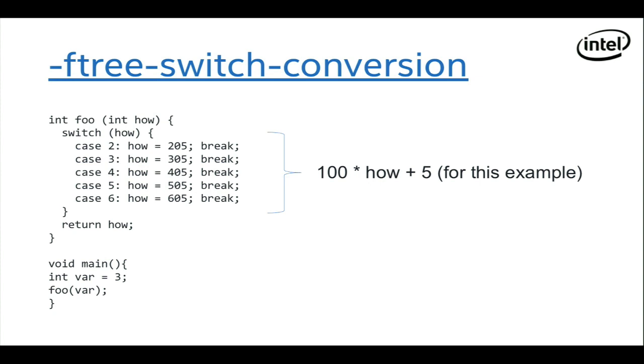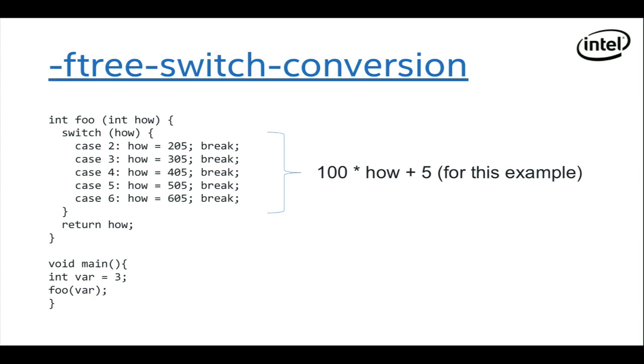We have a simple foo function with switches 2, 3, 4, 5, 6, and the variable how is going to be later assigned to 205, 305, 405, 5. As a human, we can easily see that, hey, wait a minute, it's 2 multiplied by 100 and not 5. Well, now the compiler can detect that.